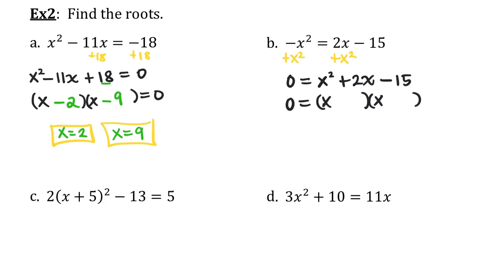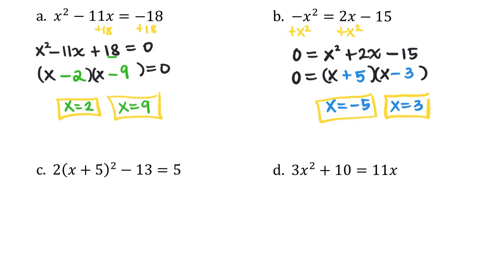To get negative 15, 5 times 3? Yeah, 5 times 3, plus 5 minus 3 gives me 2. So now I get x equals negative 5 and x equals positive 3 as my answer. Okay, and you can have more steps, but you can't have less. Okay, let's look at C.